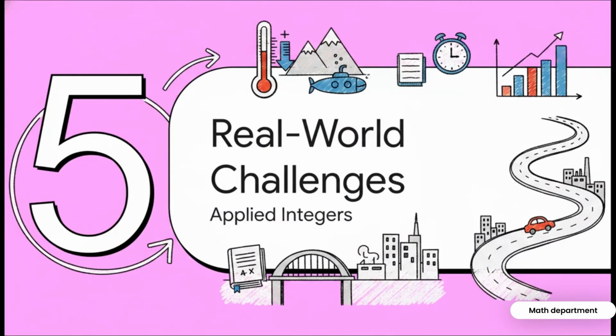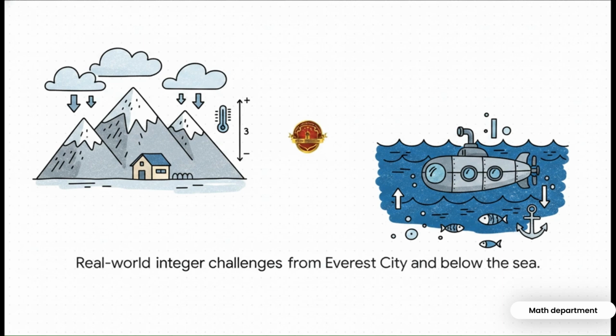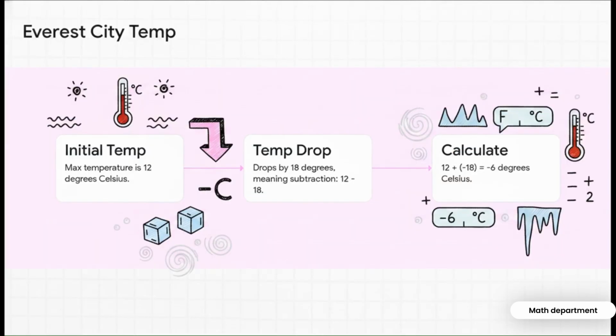Finally, Section 5. Real-world integer challenges. Let's see how all of this actually applies. This is the fun part, where math steps off the page and into reality. We have a scenario about the temperature dropping in Everett City, and another one about a submarine diving deep underwater. Our job now is to translate these everyday English sentences into the integer math we've been practicing. Let's solve that mystery from the very beginning of this explainer.